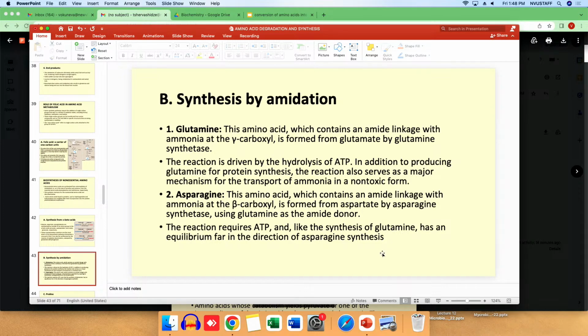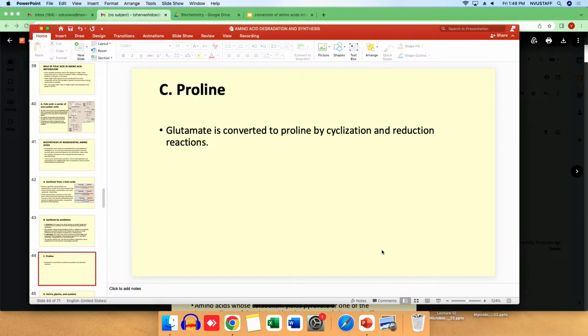Again, here we need ATP as an energy source. Amidation reaction needs ATP. It does not need vitamins, it does not need cofactors, but ATP.